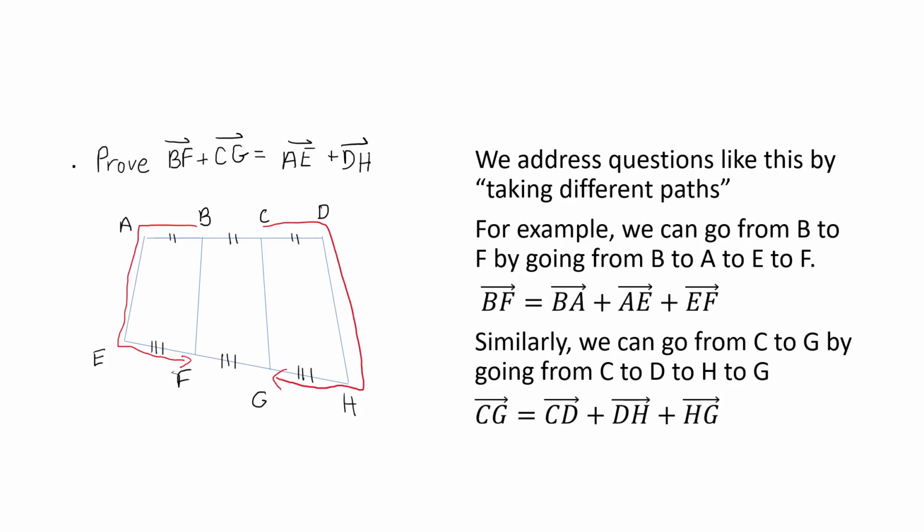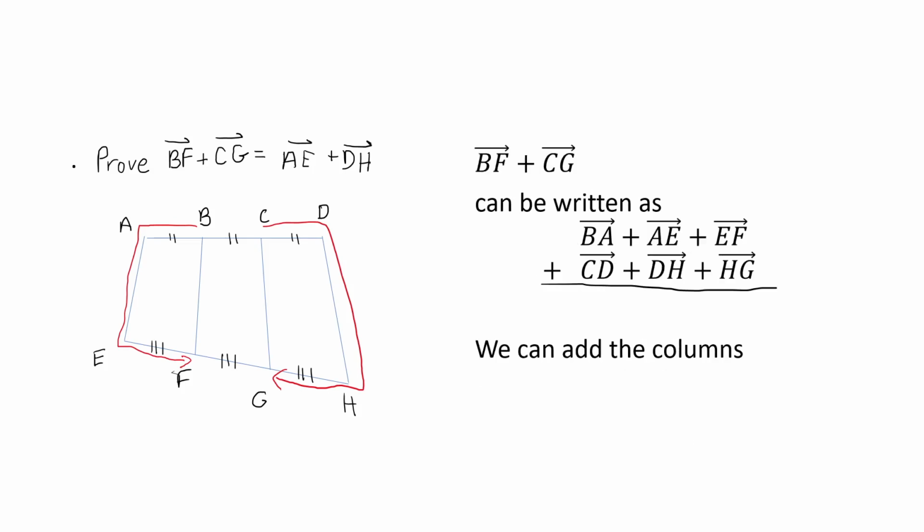So hopefully by now you're starting to see how we're adding these vectors, and hopefully it makes sense to you that we're saying BF is the same as BA plus AE plus EF, and CG is the same as CD plus DH plus HG. Now, what we're going to do is add them up. On the left-hand side, we've got BF plus CG. And so when we add them up on the left-hand side, we'll just simply get BF plus CG. I should put my vector symbols here. There we go. We should get BF plus CG.